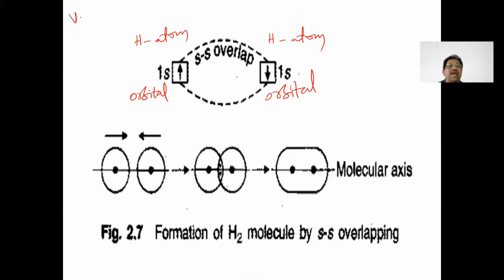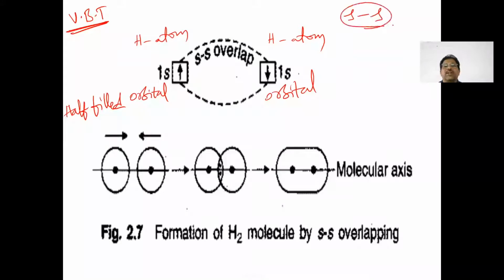According to valence bond theory, when 2 atoms, hydrogen and hydrogen, approach each other, the half-filled atomic orbitals overlap with each other. Here the overlapping is between an s orbital and an s orbital. That's why it is called SS overlap. SS overlap means the overlapping between 2 s orbitals of 2 hydrogen atoms.